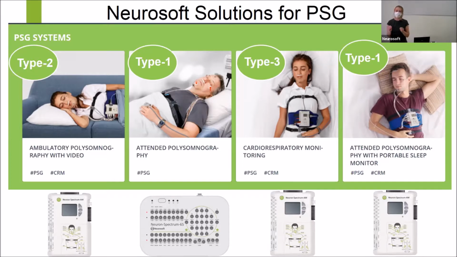If users buy the system as a type 1 or type 2 system, if they buy Neuron-Spectrum-AM as type 1 and type 2 system, of course, they can perform all tests. They can perform attended polysomnography, ambulatory polysomnography, and cardiorespiratory monitoring too. So this is our solution for polysomnography.